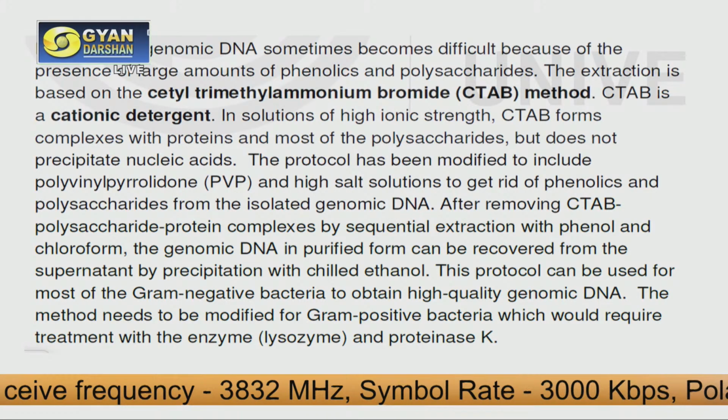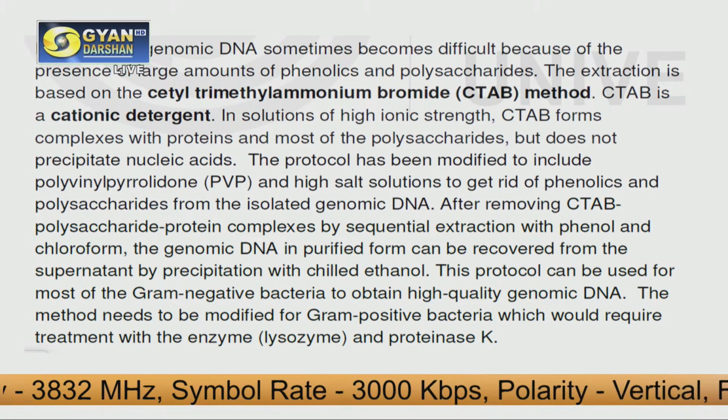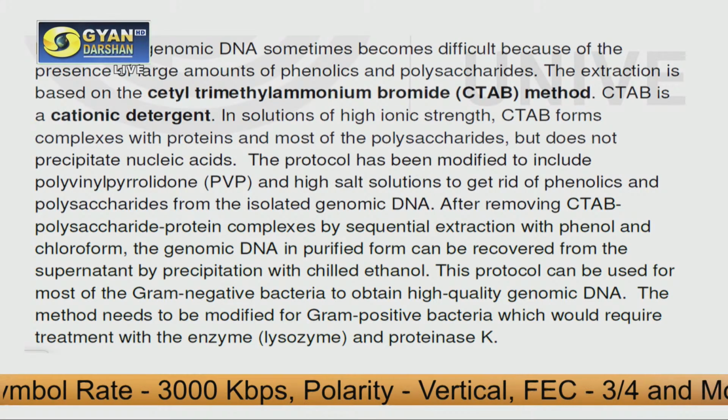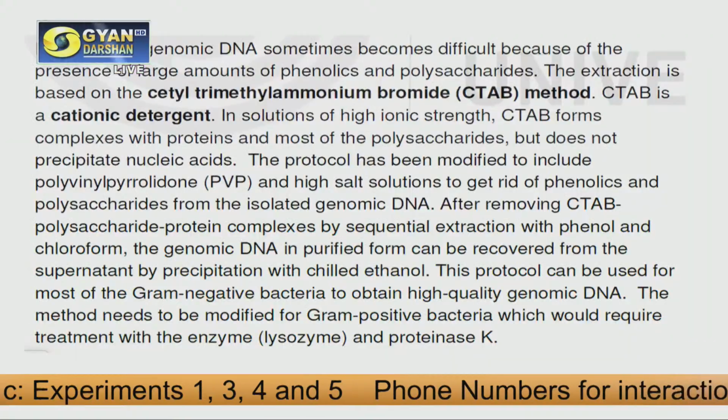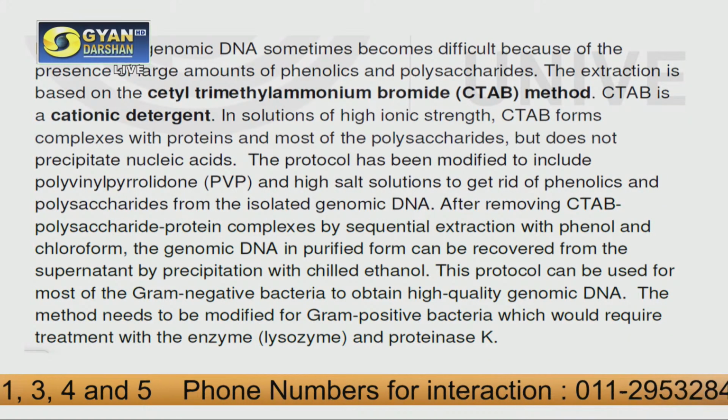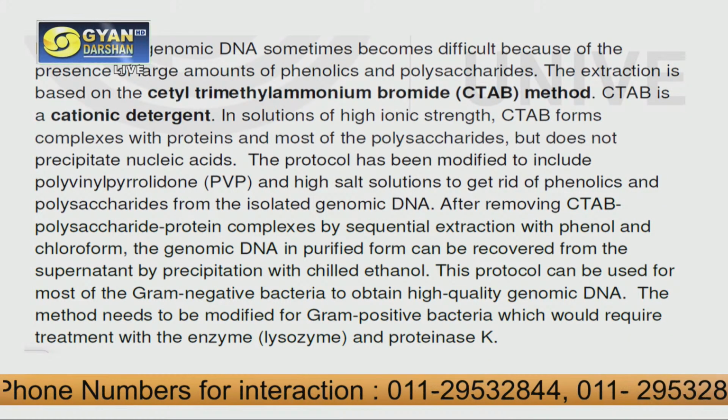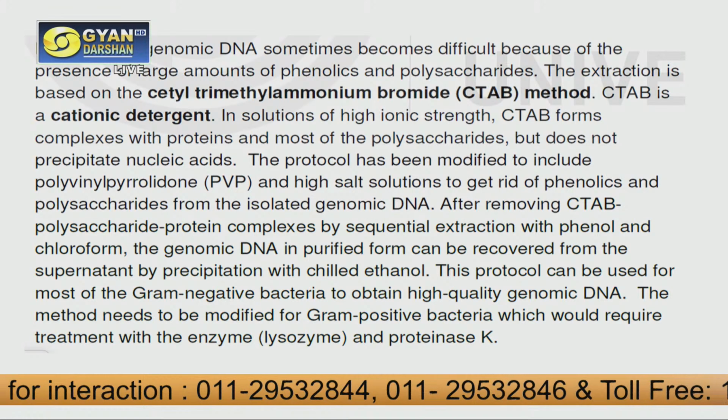Because when you are isolating genomic DNA, you all know that along with DNA, you have different associated proteins and also polysaccharides. You know about the histones, and there are also the non-histone proteins which are associated with DNA. So you need to remove the proteins and you need to remove the polysaccharides. For that, you use this cationic detergent, because CTAB forms complexes with proteins and polysaccharides but does not precipitate nucleic acid.